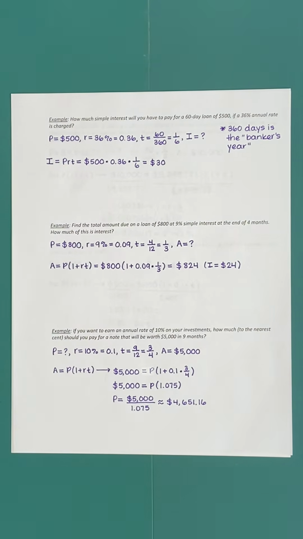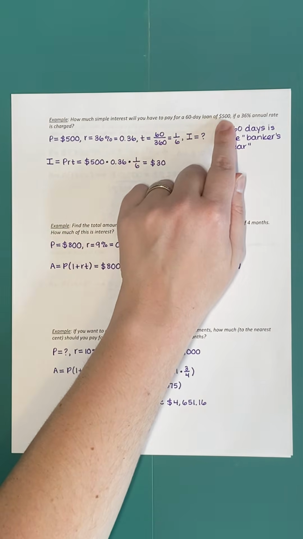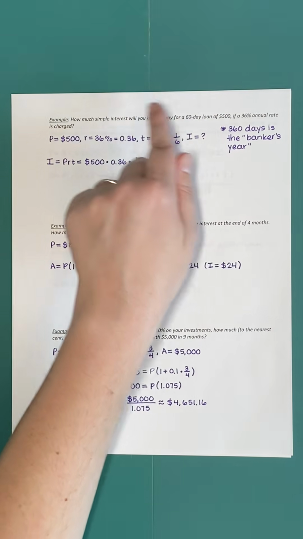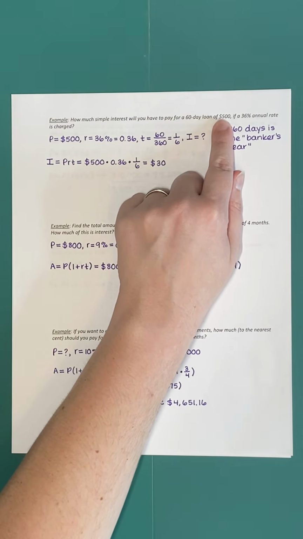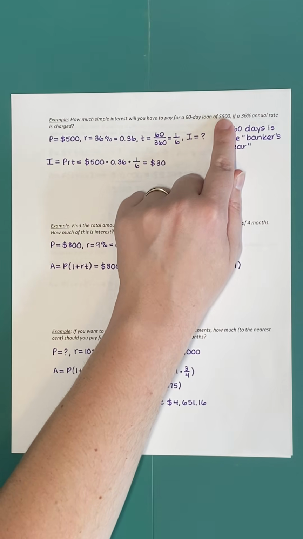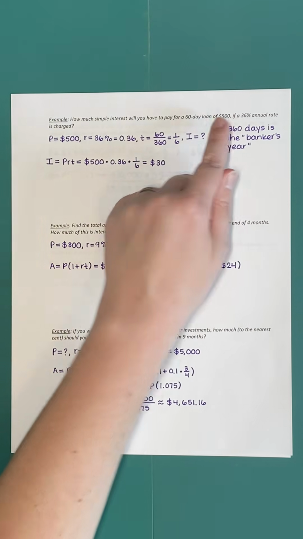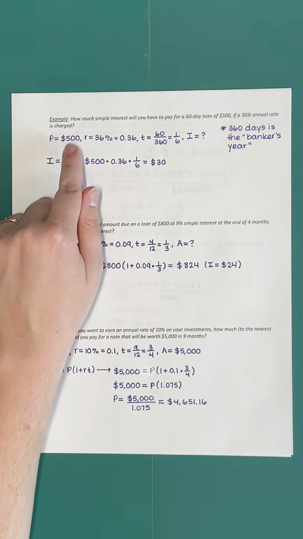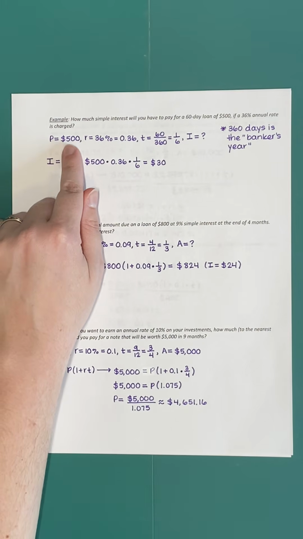So principal is always going to be a monetary amount. If we're talking about American money, we're talking about dollars. So you're looking for a monetary amount. In this case, the monetary amount is $500. We're paying back a loan of $500. So $500 was the original amount borrowed. That means principal. So the original amount of the loan or the original amount of the investment, that's going to be our principal. So in this case, P is going to have a value of $500.